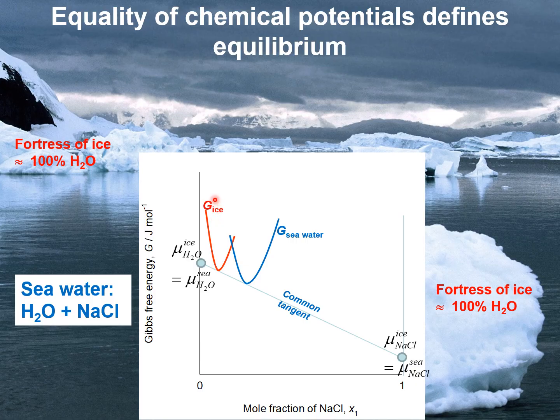The phase equilibrium between the ice fortresses and seawater is described by the common tangent between the two curves. And this tangent intercepts the x1 equal to 0 axis at this point, which represents the chemical potential of water in the ice that is also equal to the chemical potential of H2O in seawater. At the other end, the common tangent intersects the x1 equal to 1 axis, at which the chemical potential of NaCl in ice is equal to the chemical potential of NaCl in seawater.